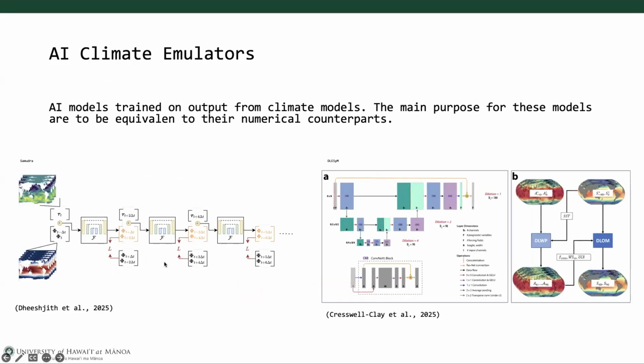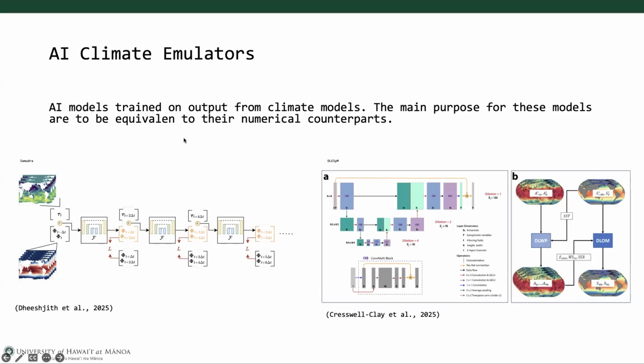This is where the AI climate emulators come in. We have the numerical models. They are good, but they have biases. A numerical weather model can only be as good as the physics of the solver of the physical equations at its core. The AI climate emulators are data-driven, so we can somehow bypass these biases. These AI emulators are trained on the output from climate models, because the main goal is to recreate what a climate model does, but with AI, without any physical equation whatsoever.